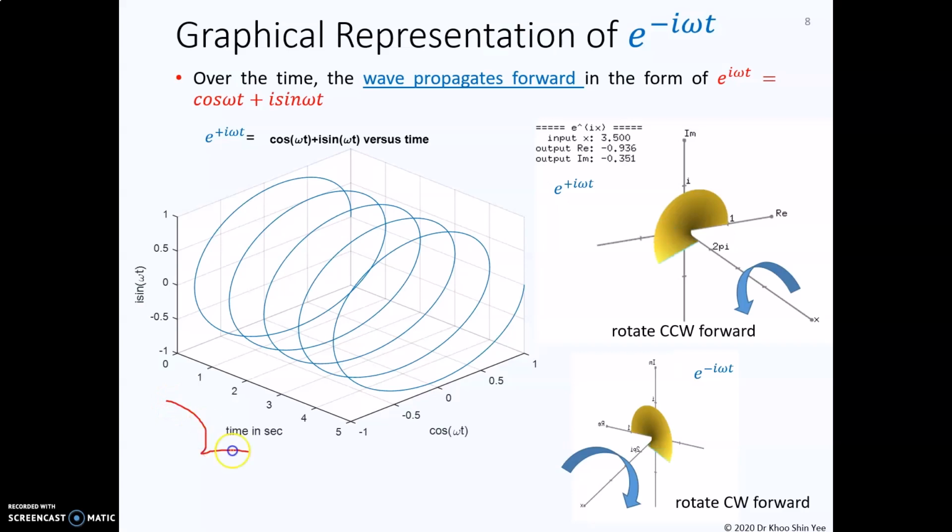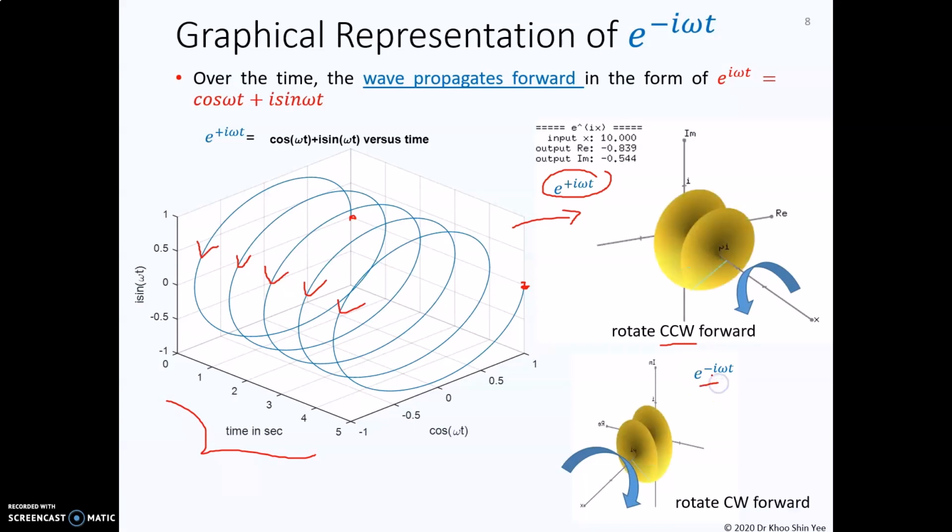So you can see that if you have more time, you have more cycles. So for this, you have 5 seconds, you should expect 5 cycles because your omega equals 2 pi. So you start from t equal to 0 here, and you rotate counterclockwise, right? So 1 cycle, 2, 3, 4, and lastly 5, and it goes back to the original position. So you can see the animation for this graph here. So as time goes, it rotates counterclockwise forward.